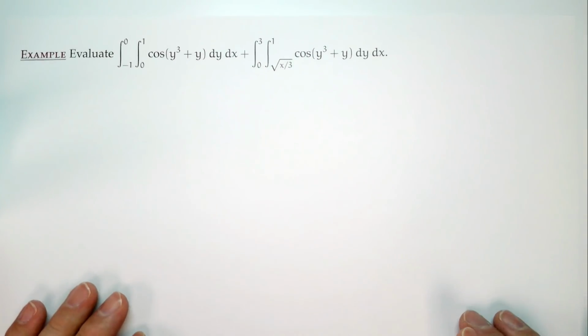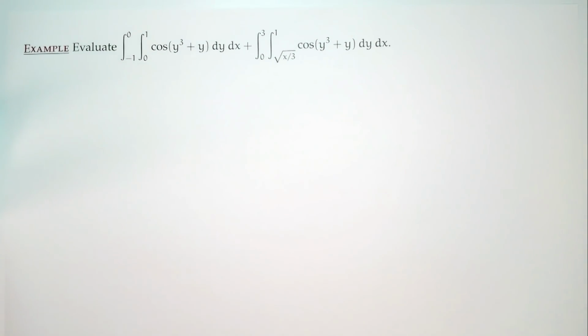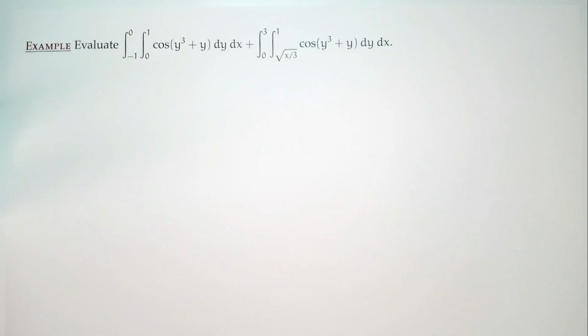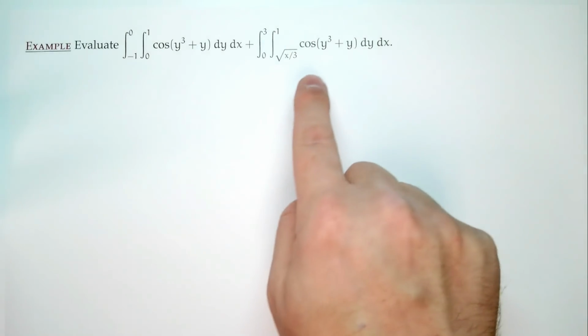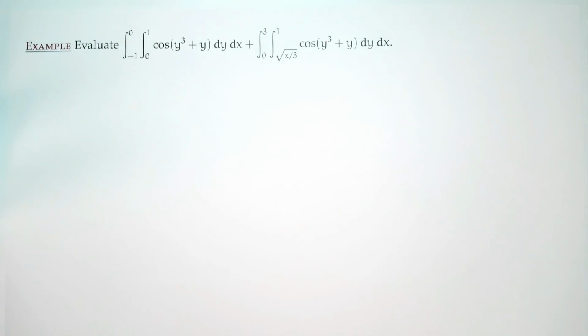So, one last problem. Here we go. Suppose we want to evaluate the integral from -1 to 0, integral from 0 to 1, of cosine of y cubed plus y dy dx, plus the integral from 0 to 3, integral from square root of x over 3 to 1, of cosine of y cubed plus y dy dx. Now, the problem doesn't actually tell us how to do it, so we have to think a little bit and say, okay, well, what's going on here?